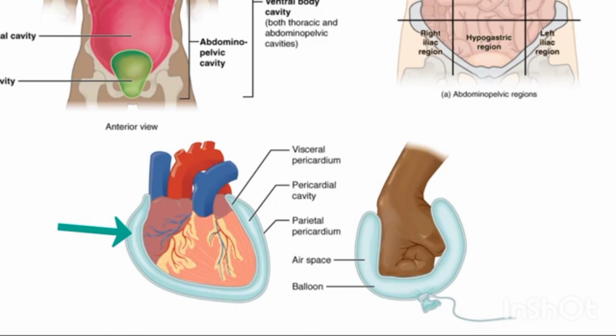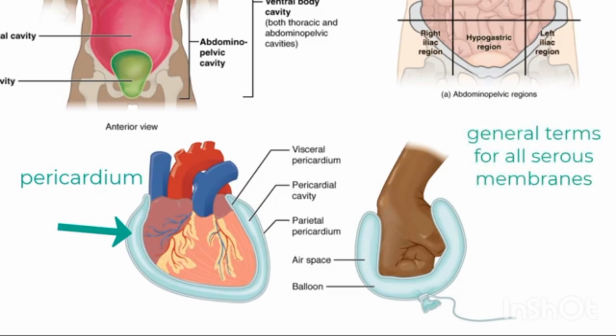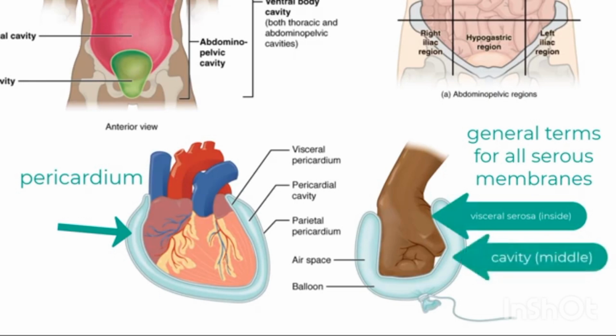This particular serous membrane around the heart is called the pericardium, and we can see other similar membranes around the lungs called the pleura and around the abdominal cavity called the peritoneum. Each serous structure protects and helps maintain balance around the organs it covers and can be broken down into parts. The inner layer of the membrane that touches the organ is called the visceral serosa. The middle section is called the cavity, and the outer membrane is called the parietal serosa.